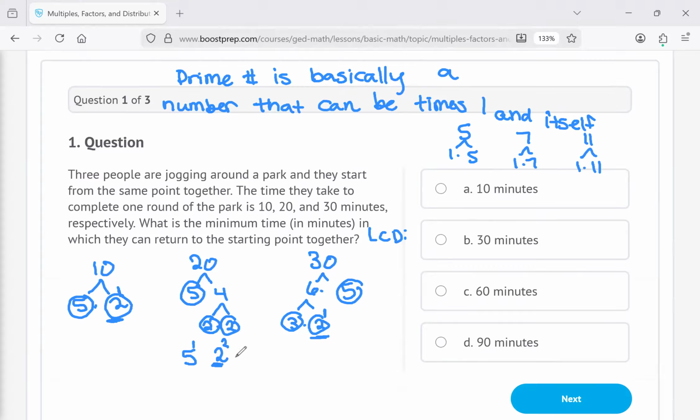So if you have a repeating base of a prime number, you're going to pick the one with the highest power. So this is 2 to the 1. This is 2 squared, and then this is 2 to the 1. So you're going to pick the one with the highest power, so we're going to do 2 squared. Okay.